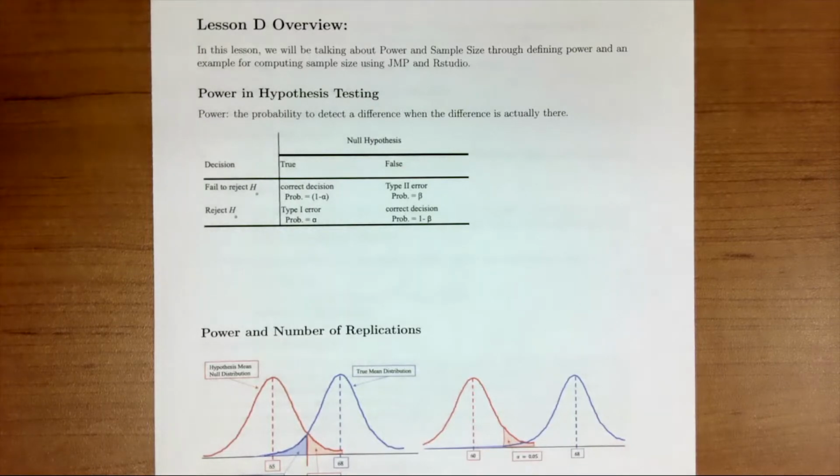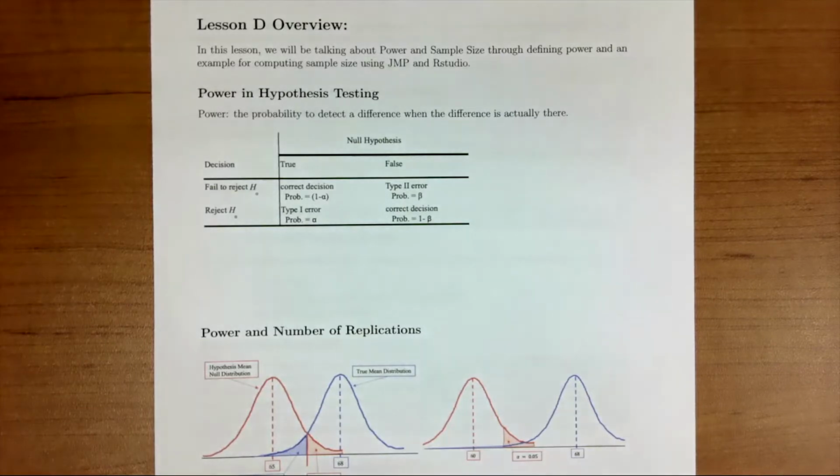In this lesson, we're going to be talking about power and sample size through defining what power is, talking about type 1, type 2 error again, and then giving us an example on how we can compute sample size using JMP and RStudio. So, what is power? Power in hypothesis testing is the probability to detect a difference between the means when the difference is actually there.